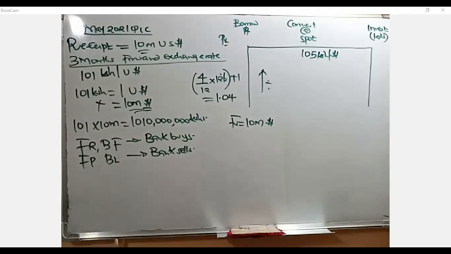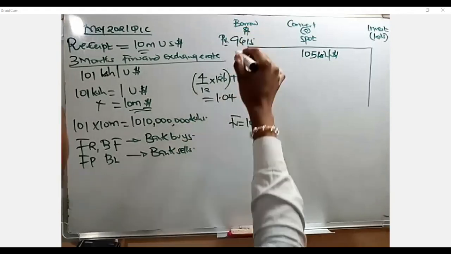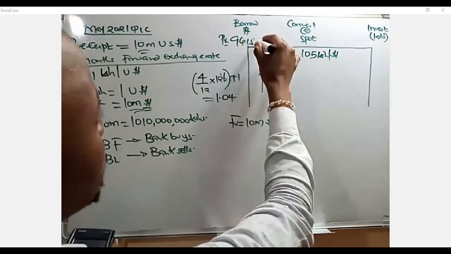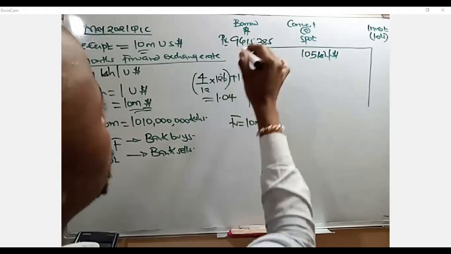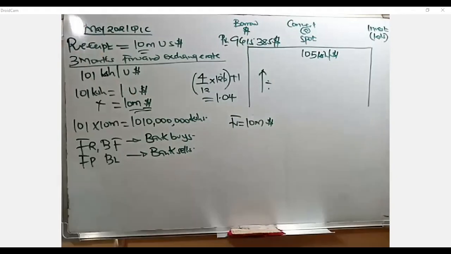You just take 10 million, you divide by 1.04 to determine the present value. Your present value will be 9,615,385. This is US dollars.